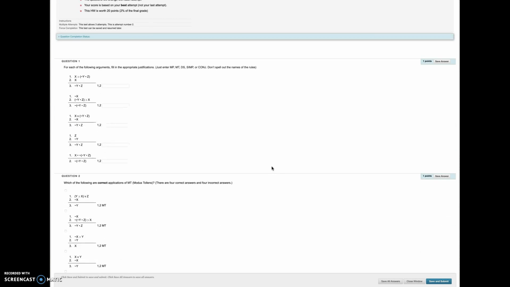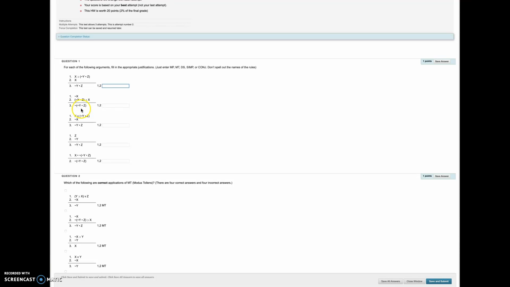Okay, so the first question is asking us to figure out what rule would allow us to derive the conclusion in question. So we have a conditional, the main operator is the horseshoe. We have two rules that apply to conditionals, modus ponens, MP, and modus tollens, MT. So does this look like either of those patterns? Well, we have a conditional, we have the antecedent of that conditional on a line, and we've concluded the consequent of that conditional. So this is either modus ponens or modus tollens.